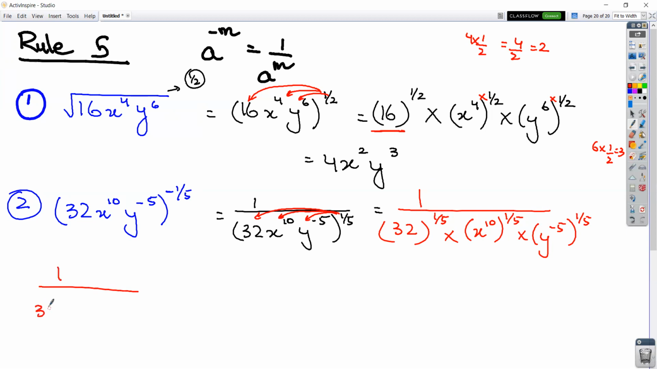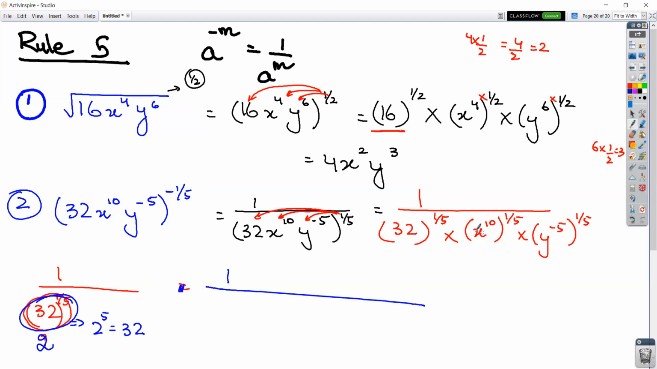So this is 1 over 32 to the power of 1/5. Now we need to think how we can write this 32 to the power 1/5 in simplified form. We know this can be written as 2, because 2 power 5 makes 32. So 32 to the power of 1/5 would be equal to 2.